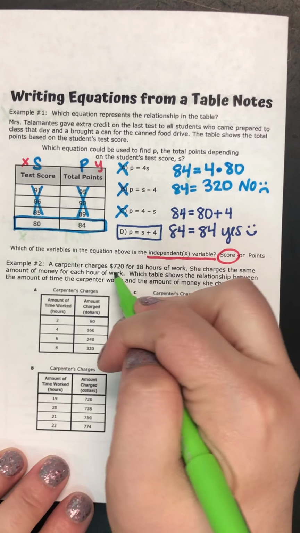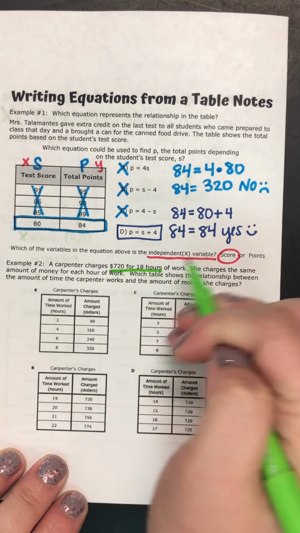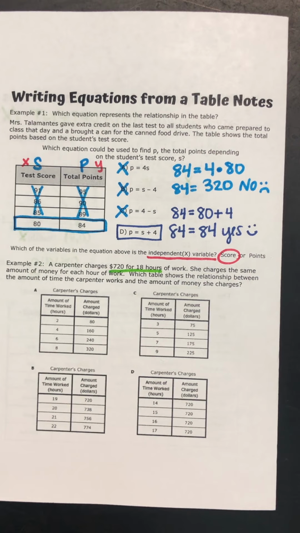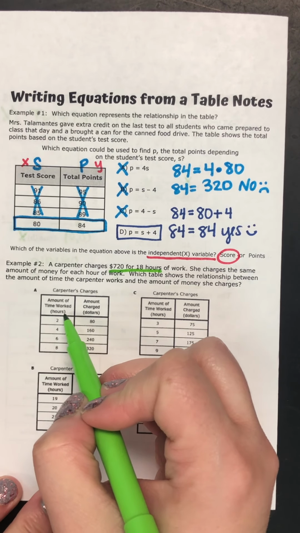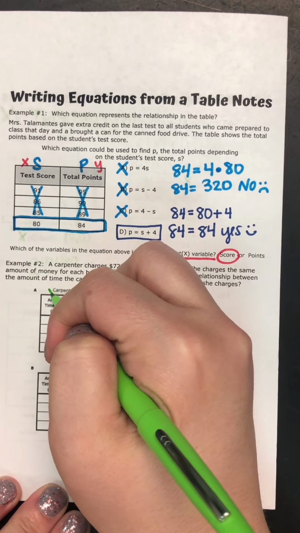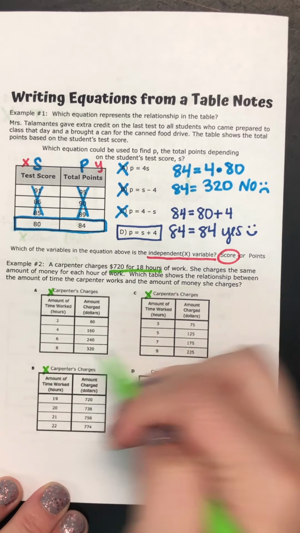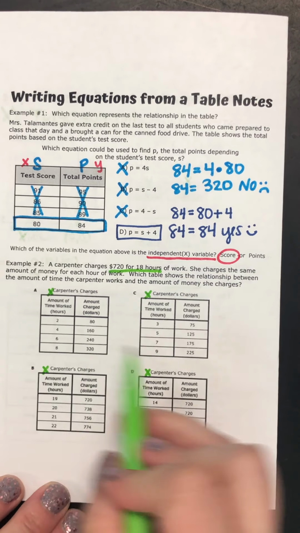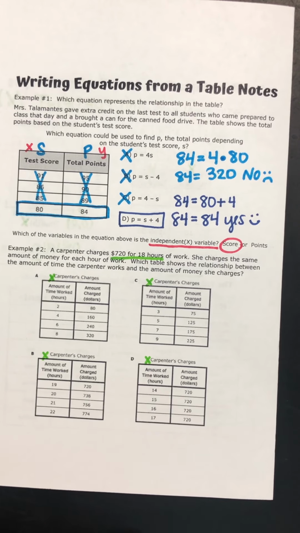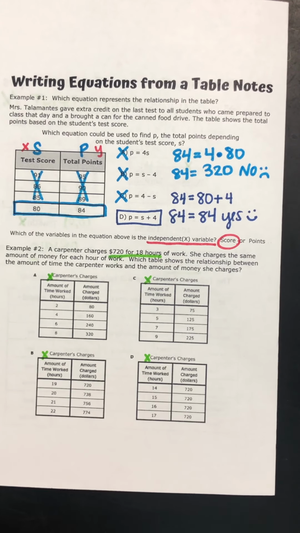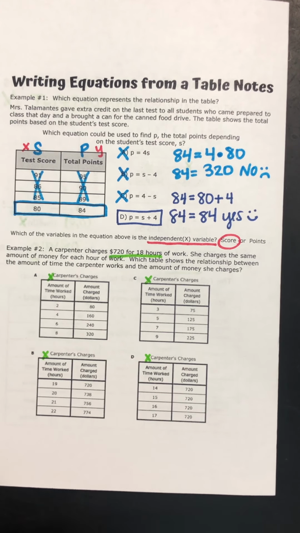So again, we have $720 for 18 hours. So we do have time involved. So time should definitely be my X or my independent. And so I check, this is hours, that's gonna be my X, right? Hours, that's gonna be my X. Okay, so there's nothing in the wrong place for that. So we can't eliminate any answer choices, but we can keep working through.